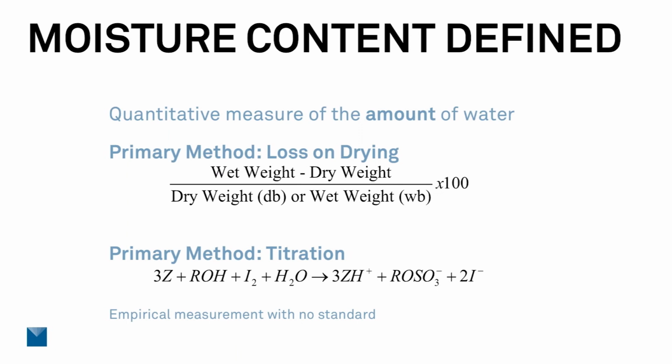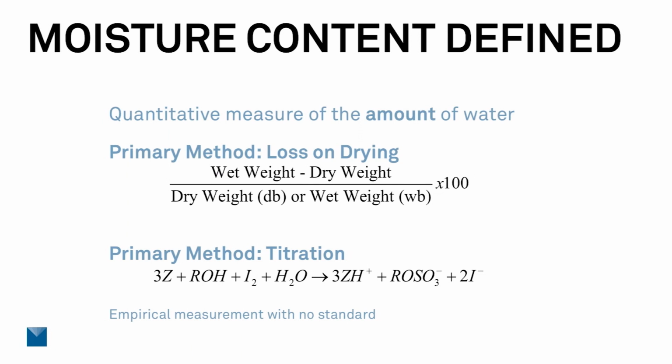One is loss on drying. So what you would do is take the wet weight of the sample and subtract the dry weight from that. Then, depending on what basis you are going to use, you would divide by either the dry weight for dry basis or the wet weight for wet basis. It's important that you know which basis you're going for, because each of those will give a different answer, because you are dividing by different weights.